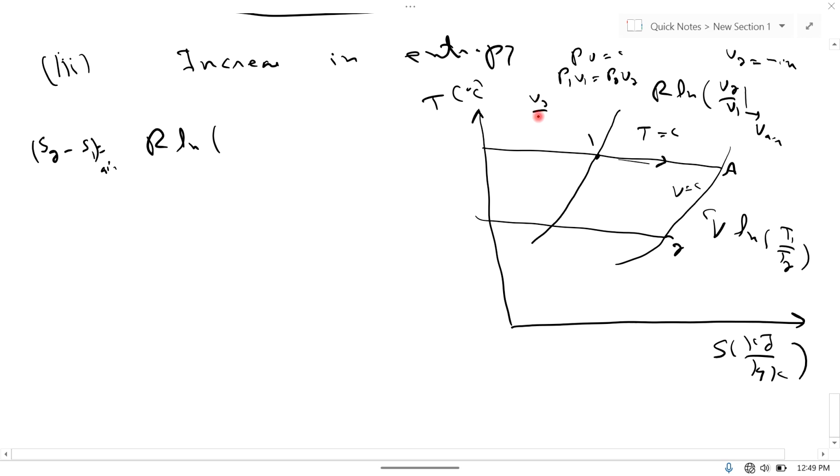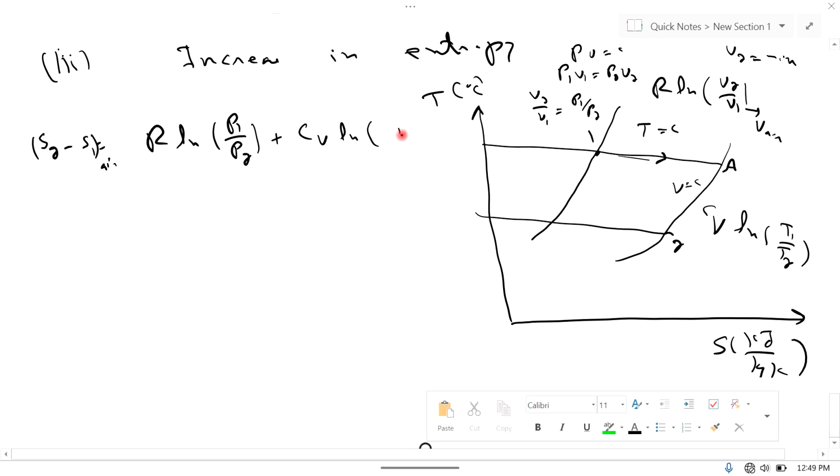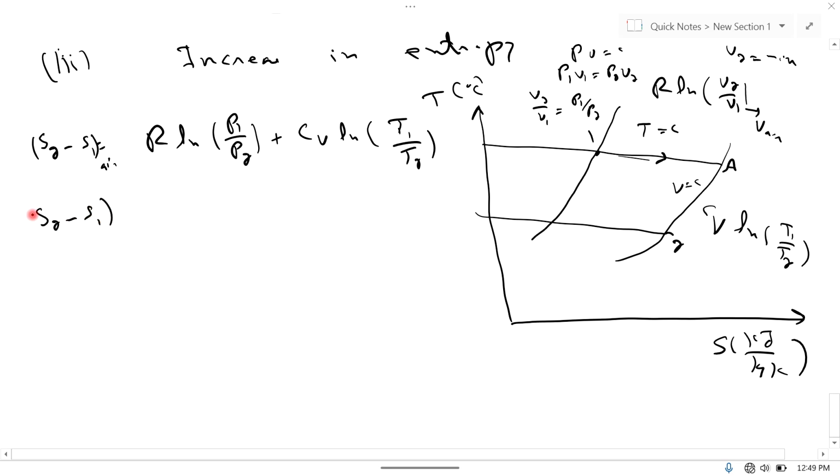V2 divided by V1 is equal to P1 divided by P2. So we can put here, instead of V2 divided by V1, P1 divided by P2, because this is isothermal. S2 minus S1 per air is equal to R natural log of P1 divided by P2, plus Cv natural log of T1 divided by T2. Here P1 is the initial pressure per air, and P2 is the pressure of mixture. T1 is basically temperature of air, and T2 is temperature of mixture.